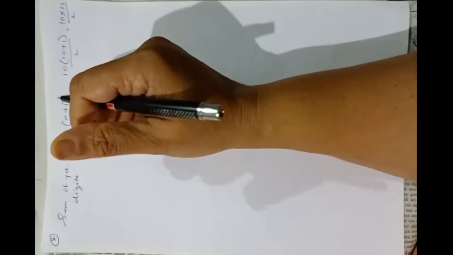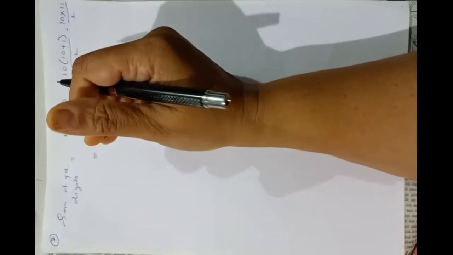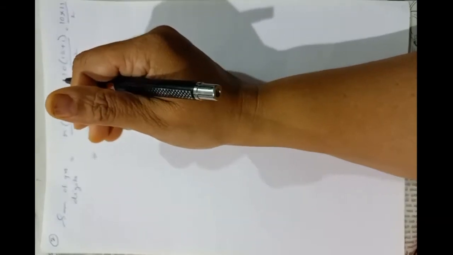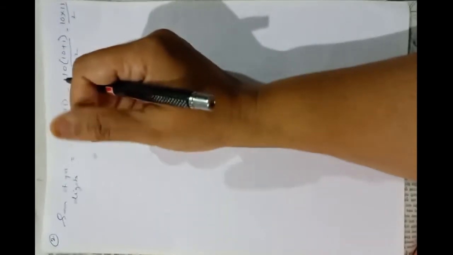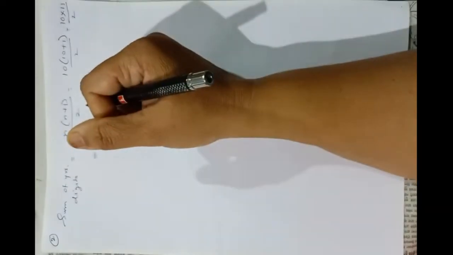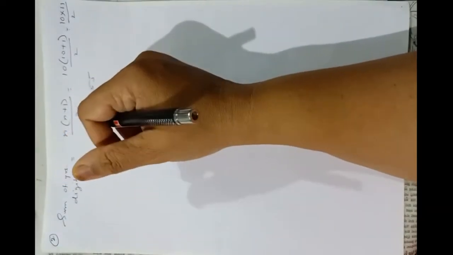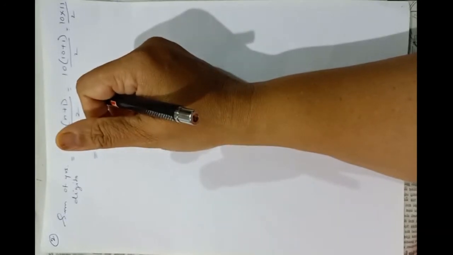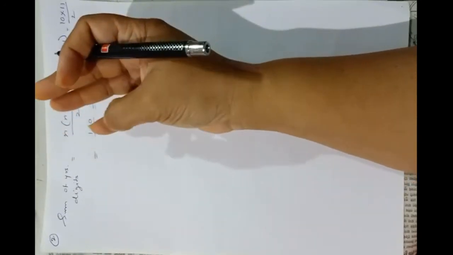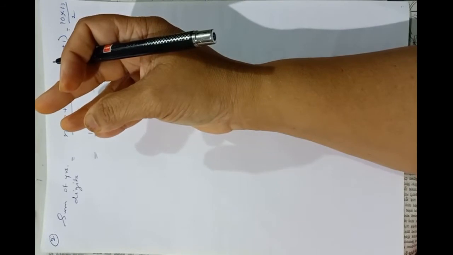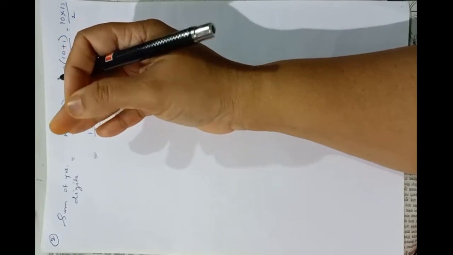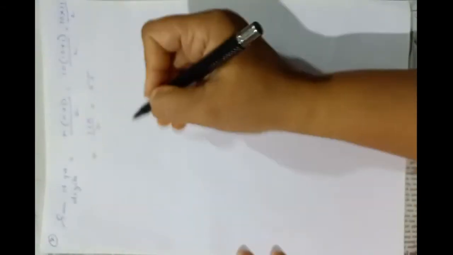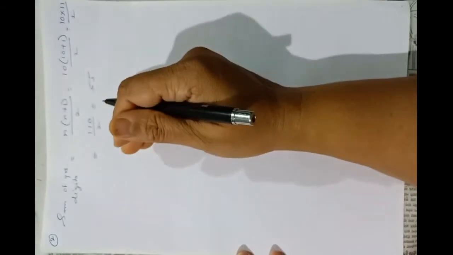Then this machine was put to use on 1st January 2010, means 2010. Show machinery account and depreciation account in the books for only the year 2015. So first we have to calculate written down value. For this purpose we have to calculate the depreciation for the years 10, 11, 12, 13 and 14.